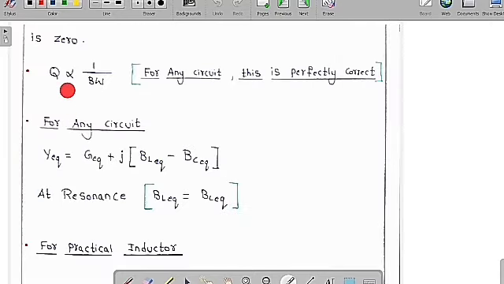Here, the relation between the quality factor and the bandwidth is that they are inversely proportional. For any circuit this is perfectly correct. No matter what the circuit, the quality factor and the bandwidth are always inversely proportional to each other. For any circuit, as I have already told you, Y equivalent is equal to G equivalent plus j of BC equivalent minus BL equivalent. This is the equation we learned in the previous concept. So at resonance, definitely the imaginary part should be equal to 0. It indicates that BL equivalent is equal to BC equivalent.